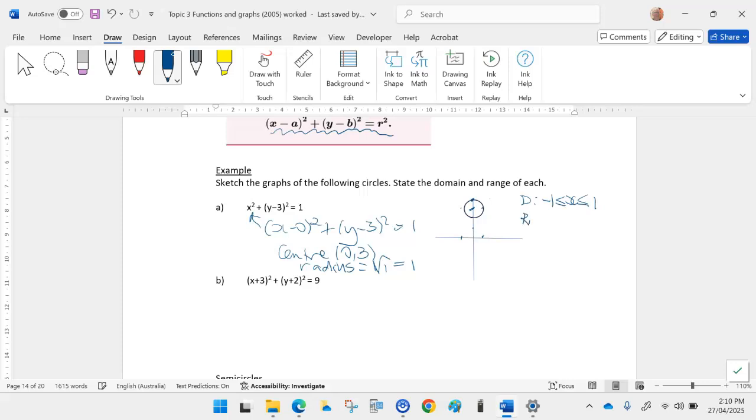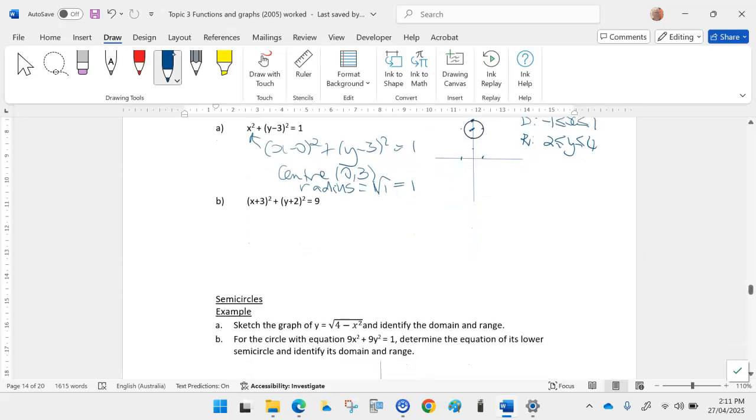The range, on the other hand, would be based around 3. When we're talking about the center of the circle being a y value of 3, and a radius of 1, it's going to be 1 more and 1 less around y equals 3. So my values of y will be between 1 less than 3, which is 2, and 1 more than 3, which is 4. The domain is x values between -1 and 1 included, and the range is y values between 2 and 4 also included.